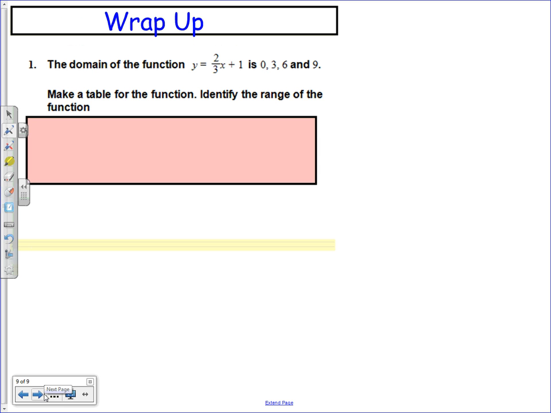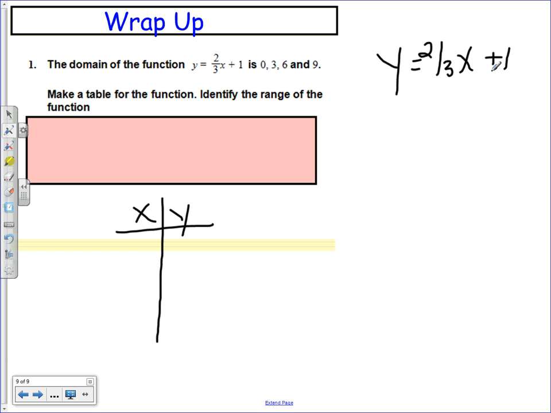So for a wrap up, I gave you a rule with a fraction in it. We're all panicking when we see the fractions. And if you just take the time to work it out, you'll realize they really are not any more difficult than the other problems. Our rule is y equals 2/3 times x plus 1. We have 0, 3, 6, and 9.